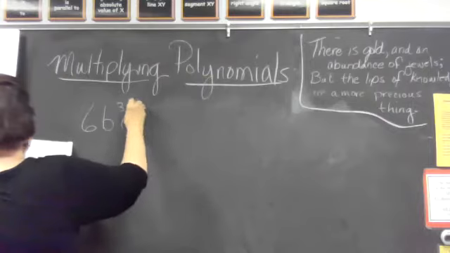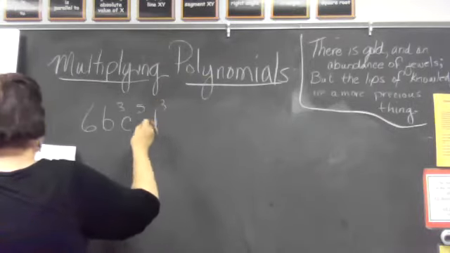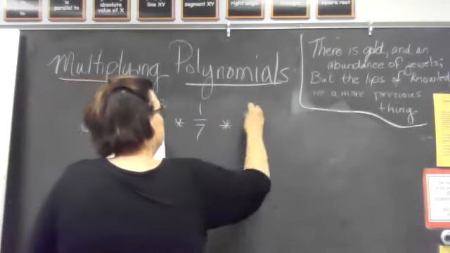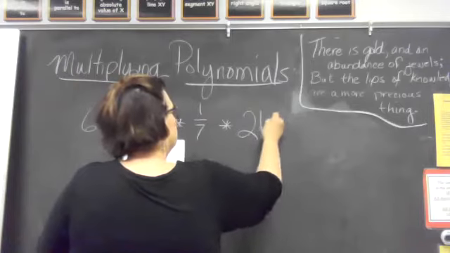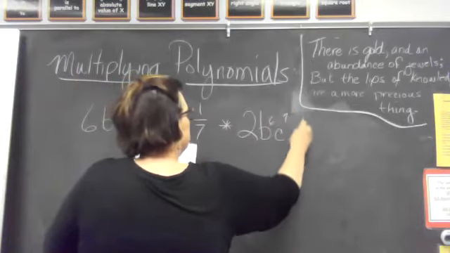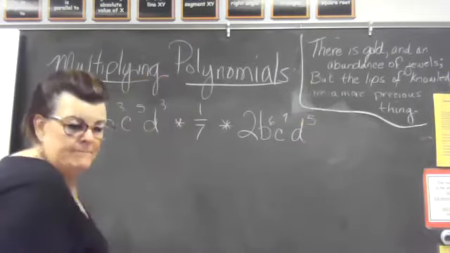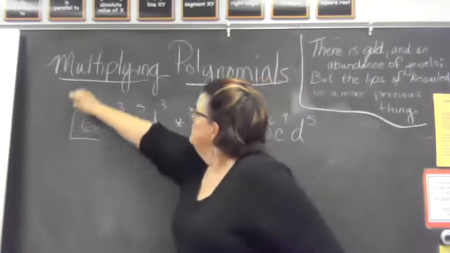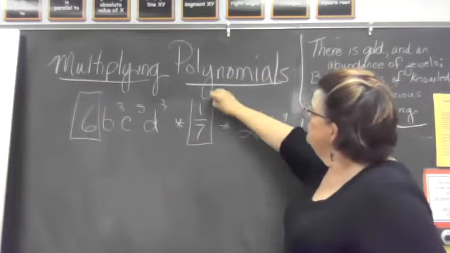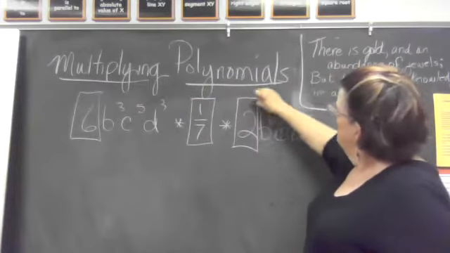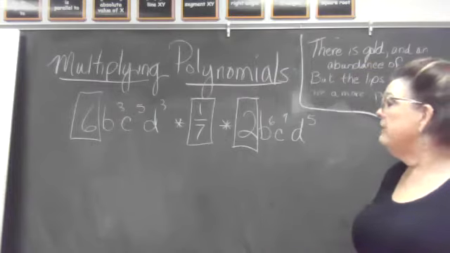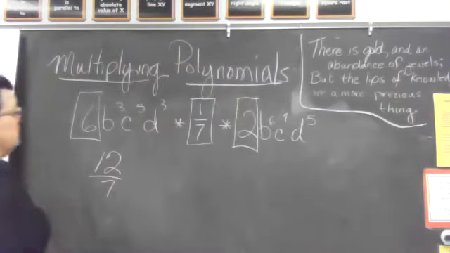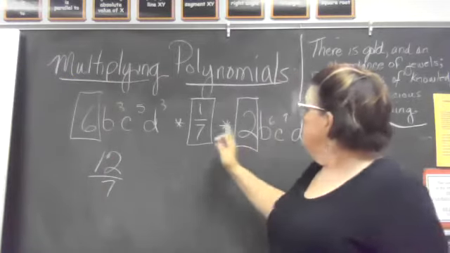6b cubed, c to the 5th, b cubed, 1/7, 2b to the 6th, c to the 7th, d to the 5th. Okay, same rules, it's multiply. So we look at all the coefficients. This one doesn't have variables, but it's a coefficient for x to the 0. And this. So we're going to multiply all of these together. And when you do, you should come up with an improper fraction, 12/7, when you multiply those together.